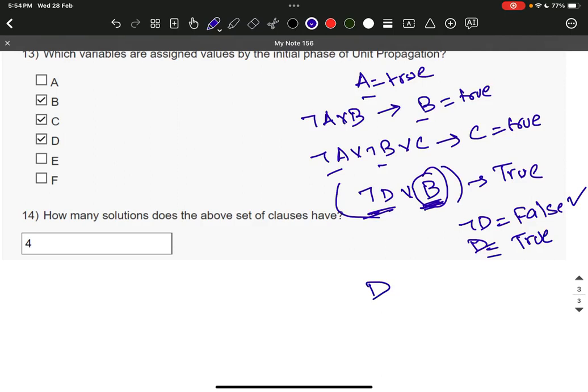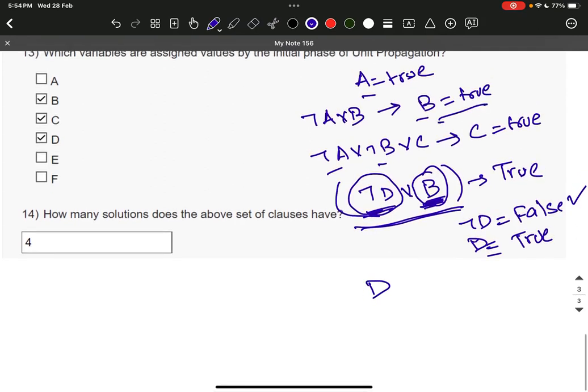Understood? I am repeating once more. What is happening here? This has to be false to get the value of B. So what we did, we made not D false, and B is already true over here. Then only the whole clause is true. If you made not D true, then there is no point in checking B. So what we do is make not D false. We considered it like this. Not D can be true also. That's the thing. Not D can be true also, and D or not D can be false also. But we have considered this as false. Understood?